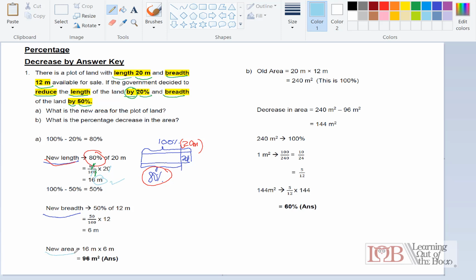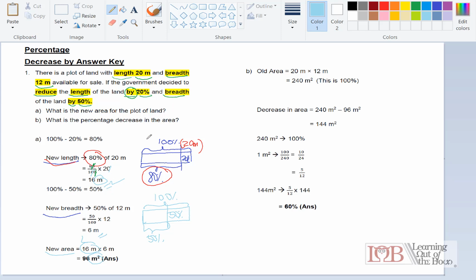So the new area is actually the length times the breadth. Now, how did we find 6 meters? Again, the new breadth: this is the old breadth, which is 100%, and when you cut away 50%, this is what's left. So it's 50 over 100 times 12, you get 6 meters. So you just take 16 times 6 to give you 96 meter square. Take note of the square because this is the unit to find the area. Okay, so that's part A.